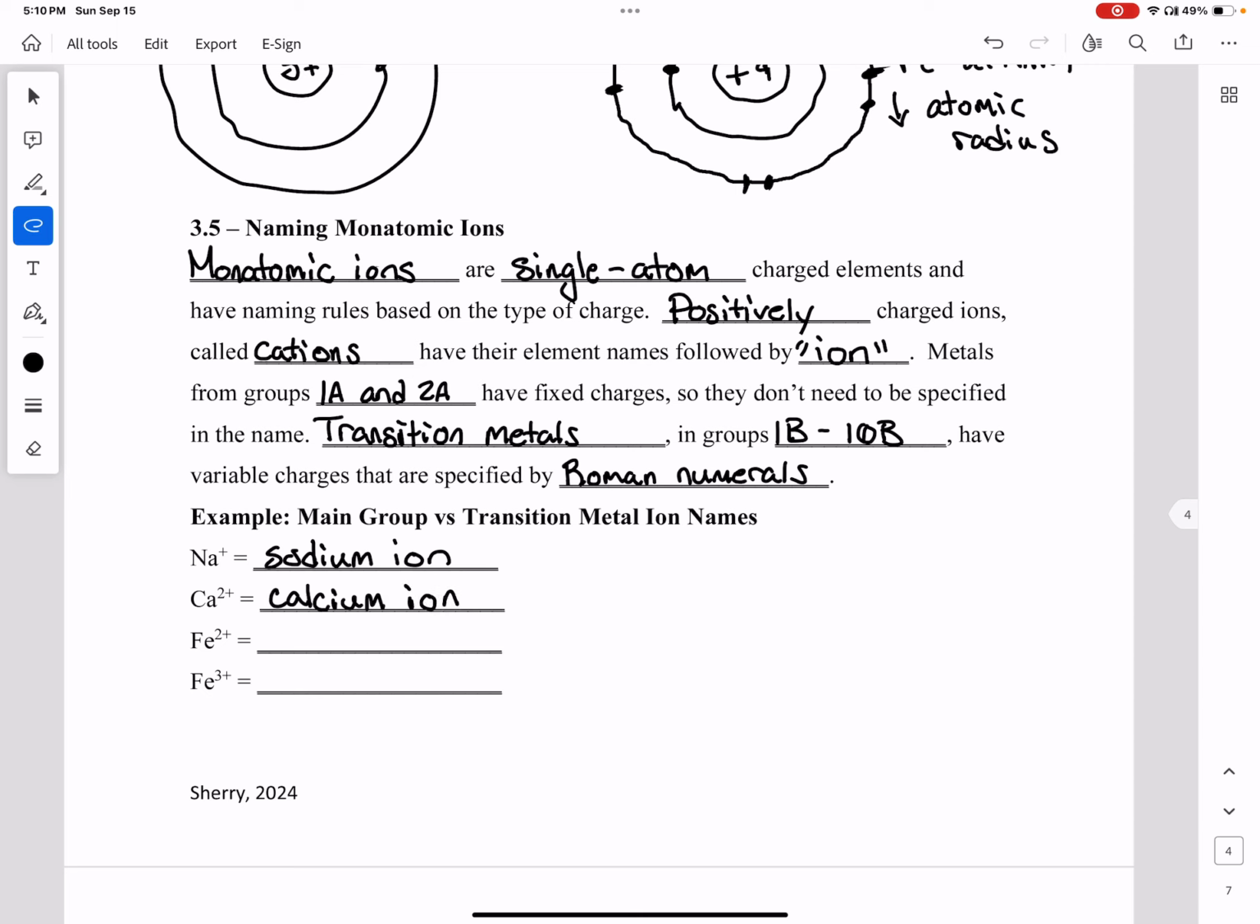But this iron, it could go 2 plus or 3 plus. It's a transition metal, so I'm going to specify. So this one is iron in parentheses, Roman numeral 2, ion. And then you could probably guess what this one is going to be: iron(III) ion.